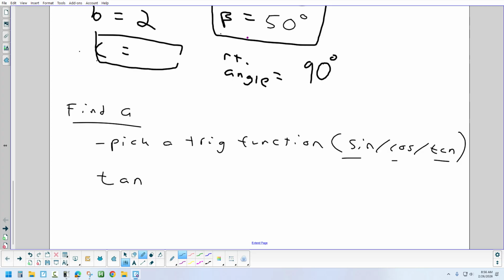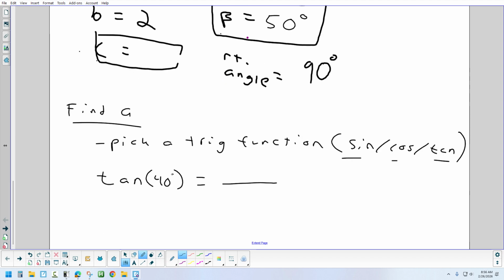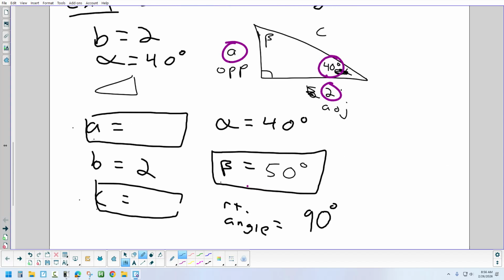So we're going to use tangent. Leave room to fill in your angle. And then you're going to have a fraction on the other side. That's how every equation is going to look today. It's going to have a trig function, leave room to fill the angle into the trig function, and then a fraction on the other side. Okay. What's the angle that we're using in that triangle? 40 degrees. So the tangent of 40 equals, and what's the definition of tangent? Opposite over adjacent. A over 2.